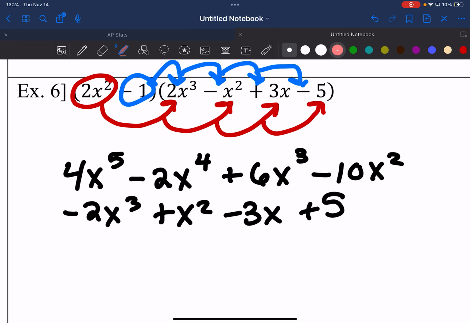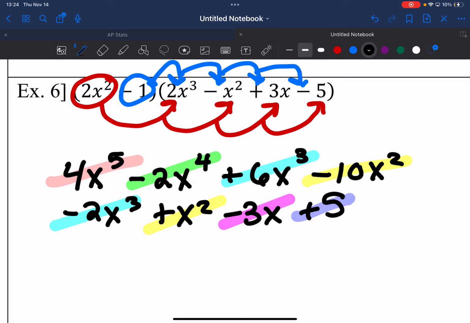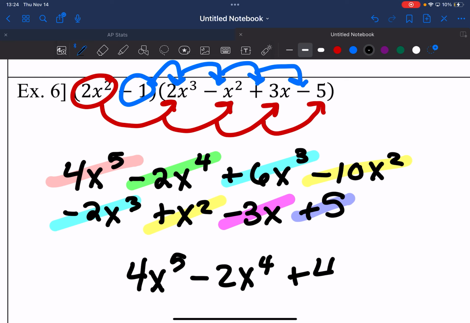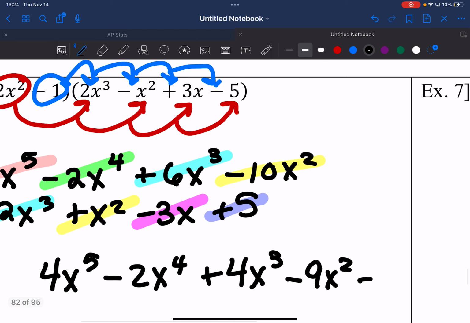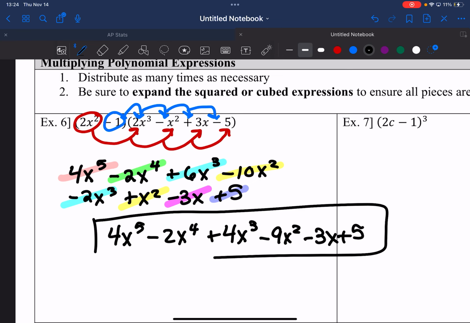Now I have to combine like terms. I'm going to start with my x to the 5th. Then I'm going to have my x to the fourth. Then my x cubes. Then my x squareds. Then my x. Then my constant. If it has nothing to add to, I just rewrite it. So 4x to the fifth minus 2x to the fourth plus 4x cubed minus 9x squared minus 3x plus 5. Okay, so this whole thing is my answer.